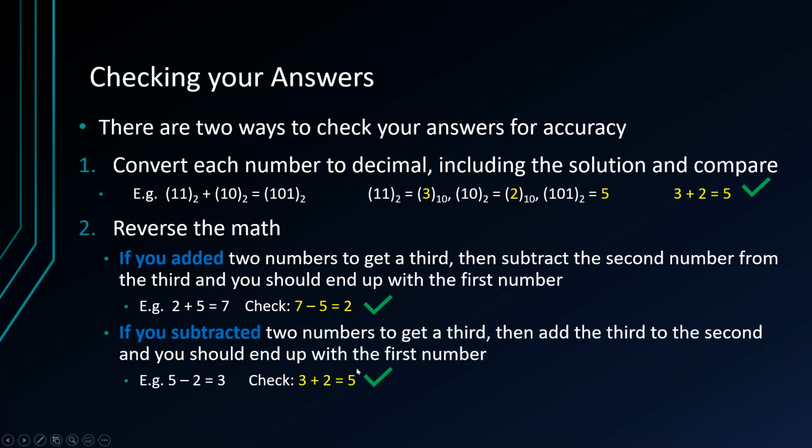Similarly, if you subtract, then you're going to add. So if you subtracted 2 numbers to get a third, then add the third number to the second one, and you should end up back where you began. 5 minus 2 is equal to 3. So now I'm going to add these two together, 3 plus 2, and that gives me the 5. It works. Perfect. And that's all there is to checking your answers.